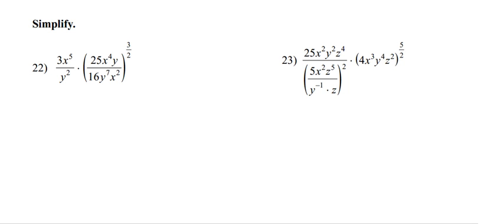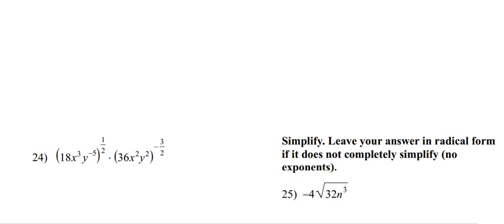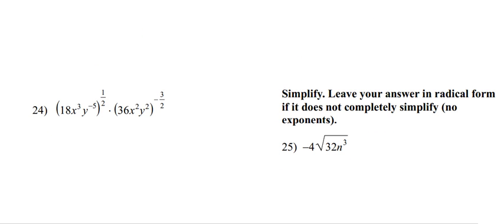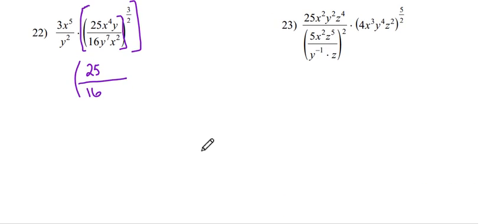So I'm looking at number 22 here, and I'm going to look at the parentheses first, everything that's over here. Not even looking at the 3/2 yet, just looking in the parentheses. I want to know, is there anything I can simplify about, for example, 25 over 16? Is there a common factor, or does that fraction simplify? Unfortunately, it doesn't. So it's still going to be like that.